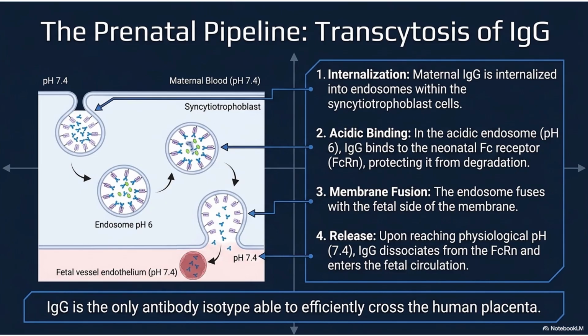All right, let's take a look at the prenatal pathway apart at the molecular level, because it's a beautiful piece of cellular engineering. The star of the show is a receptor called FcRn, the neonatal Fc receptor. And the process is transcytosis, ferrying IgG across the placental barrier. Follow the four numbered steps. So step 1, internalization. Maternal IgG from the mother's blood is taken up into little pockets called endosomes.